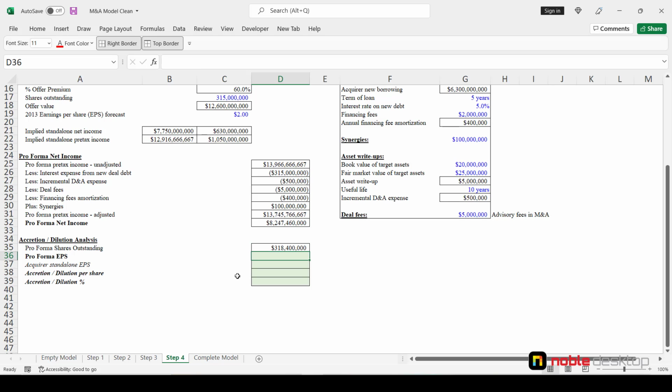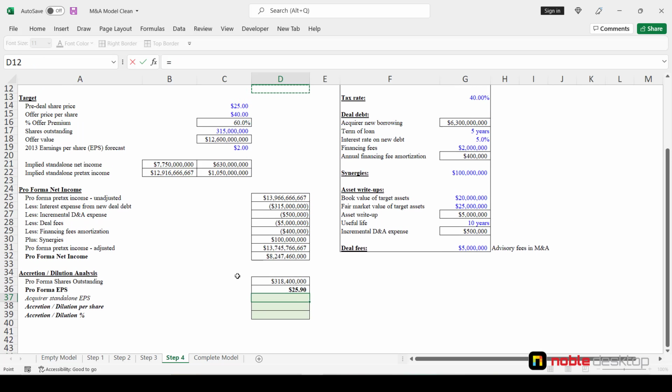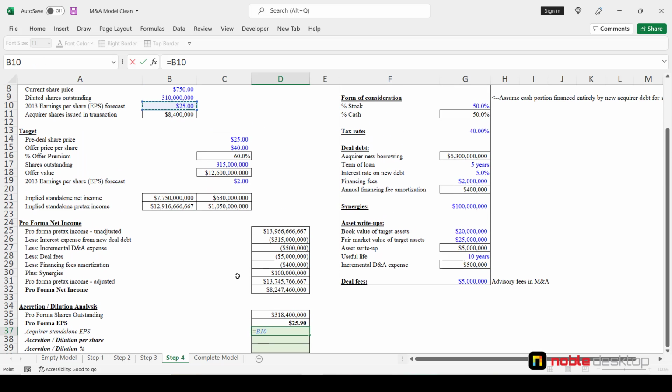As for pro forma EPS, pro forma earnings per share, I will take my pro forma net income and divide it by pro forma shares outstanding. Overall, this is the formula for EPS, earnings per share: net income divided by shares outstanding. And I will get $25.90 as a result. My acquirer standalone EPS, I'm going to find all the way above as well in the cell B10.